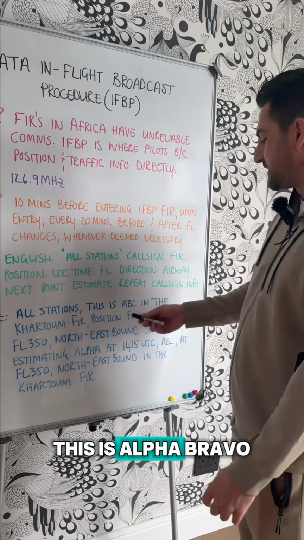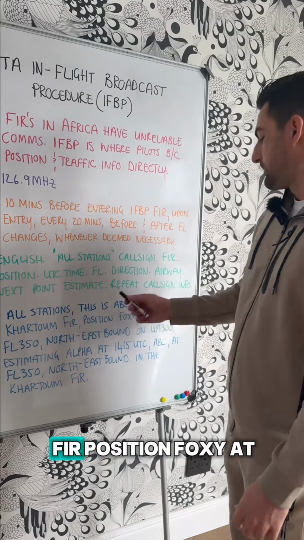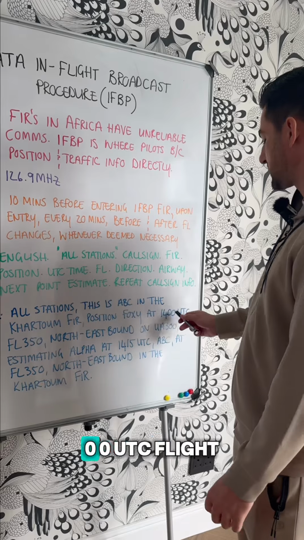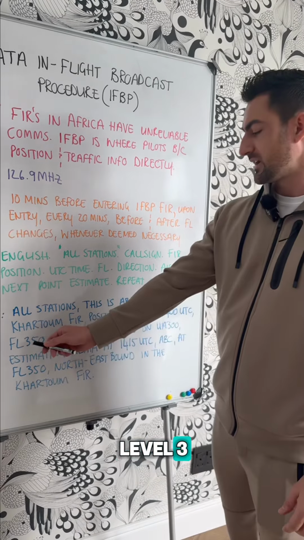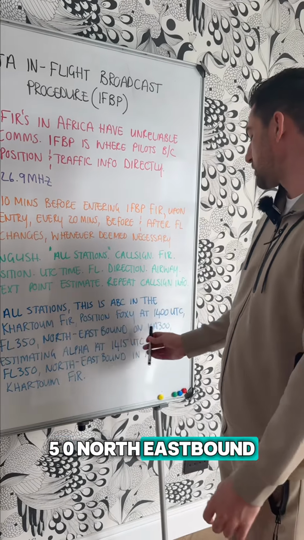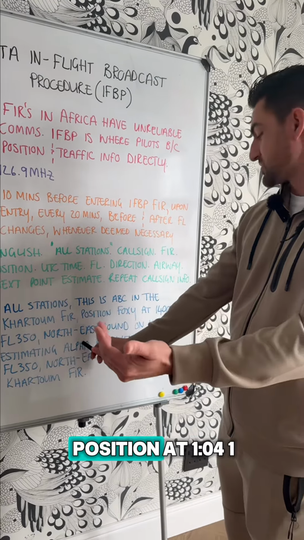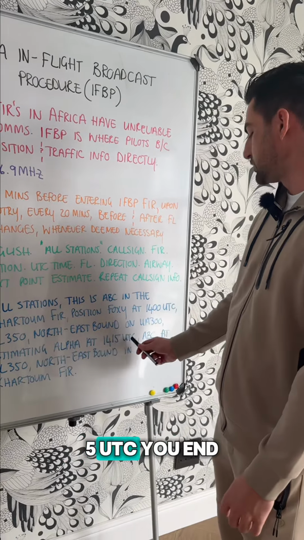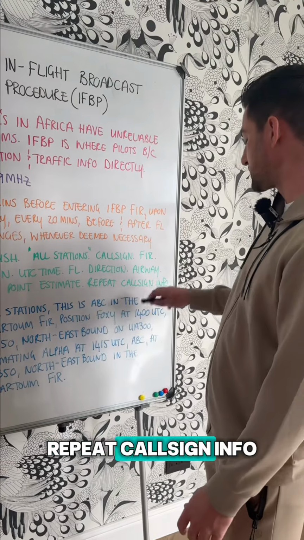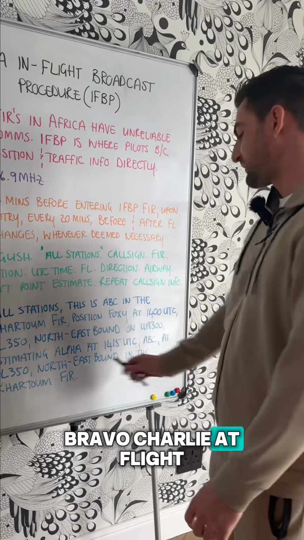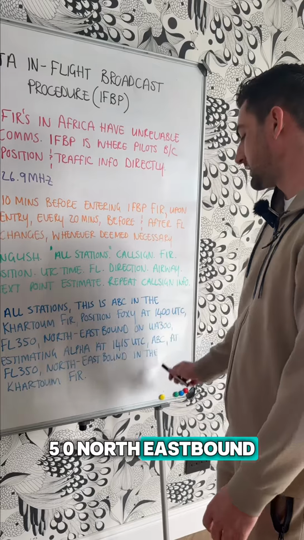All stations, this is Alpha Bravo Charlie in the Khartoum FIR. Position Foxy at 1400 UTC. Flight level 350. Northeastbound on Uniform Alpha 300. Estimating Alpha, which is the next position, at 1415 UTC. You end off, like I said, by repeating the call sign info: Alpha Bravo Charlie at flight level 350, northeastbound in the Khartoum FIR.